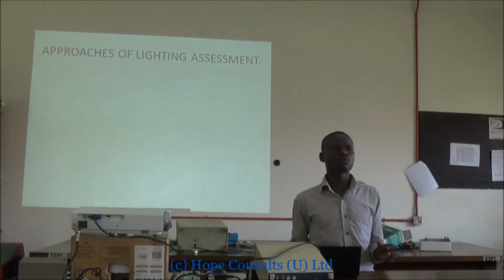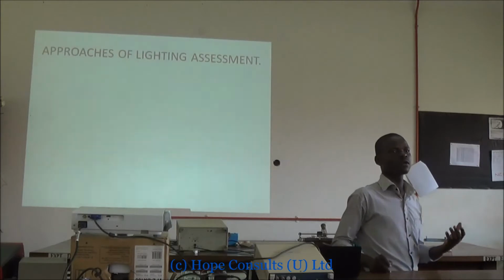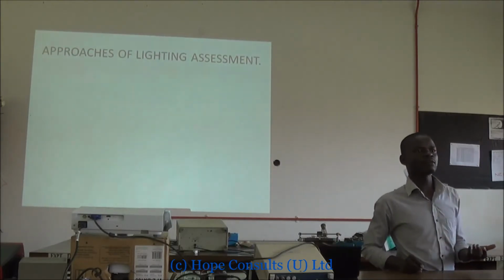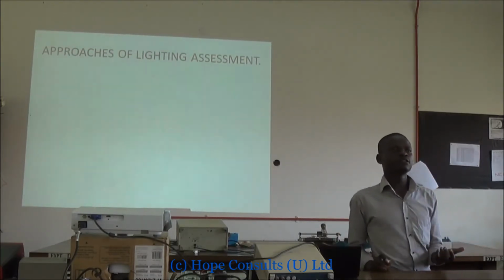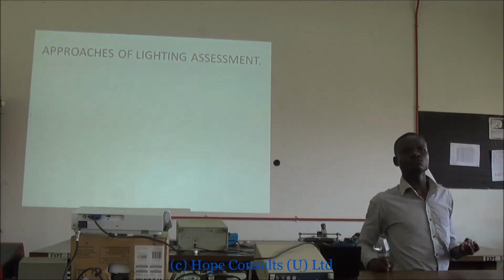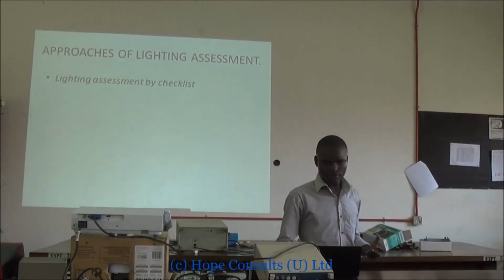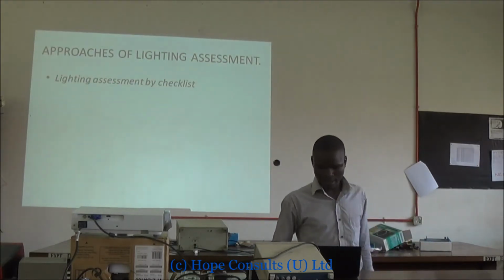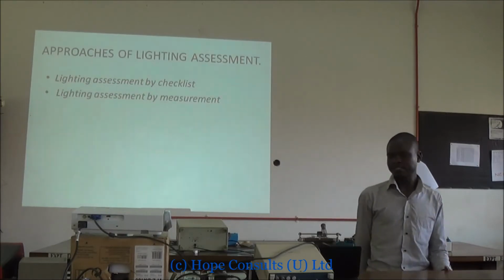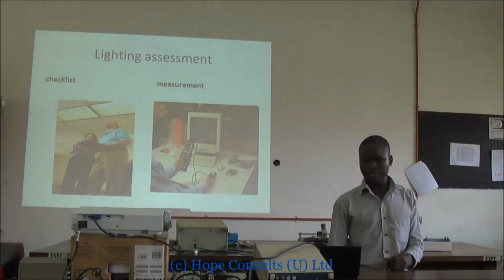For instance, the most common parameter that is always used in the measurement is the illuminance of the room or of a given place. The device that is used for that is called a lux meter. That is used to measure the luminance of the room. That is assessment by checklist.